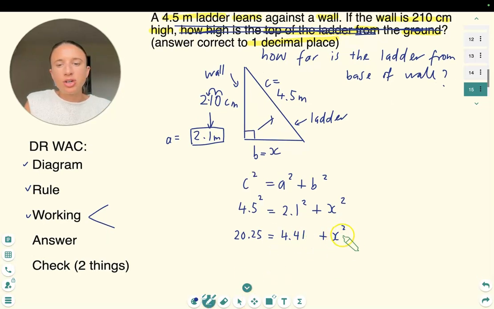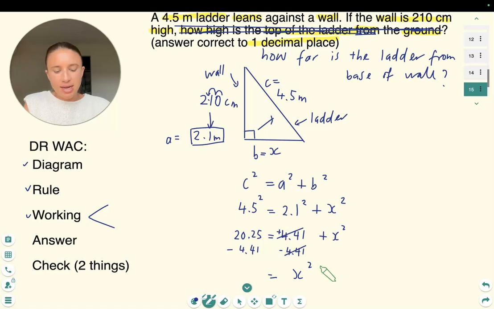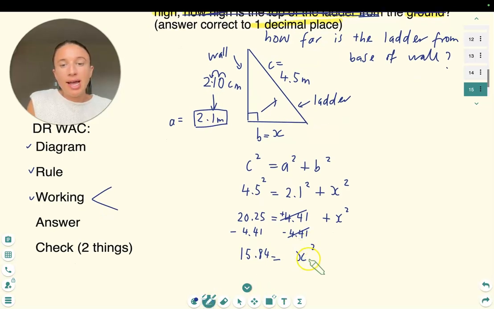Now, we want x on its own. There are some things happening to it. We've got this squared and we've got this one being added. We want to move that plus 4.41 because it's furthest away on this side. So you remove what's furthest first. So I'm going to take 4.41 from both sides. The opposite of plus is subtract. And you're left with x squared. 20.25 take 4.41 is 15.84.